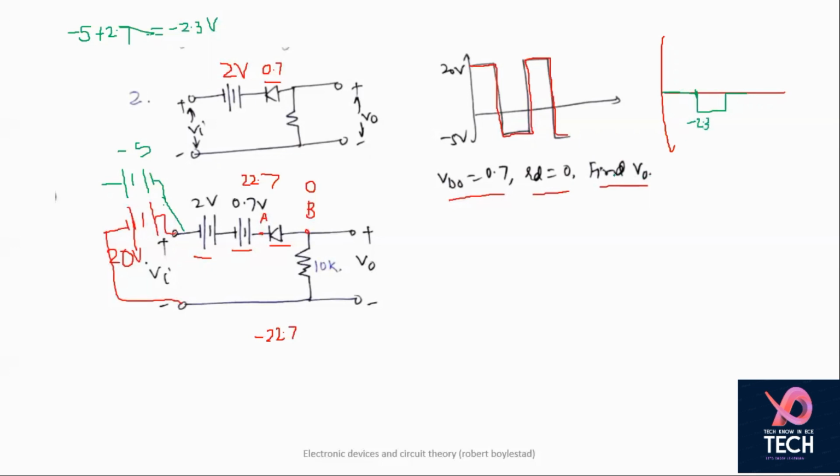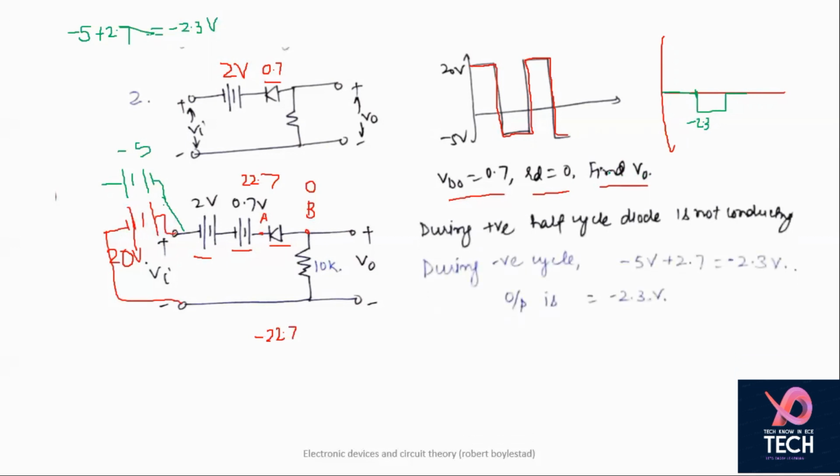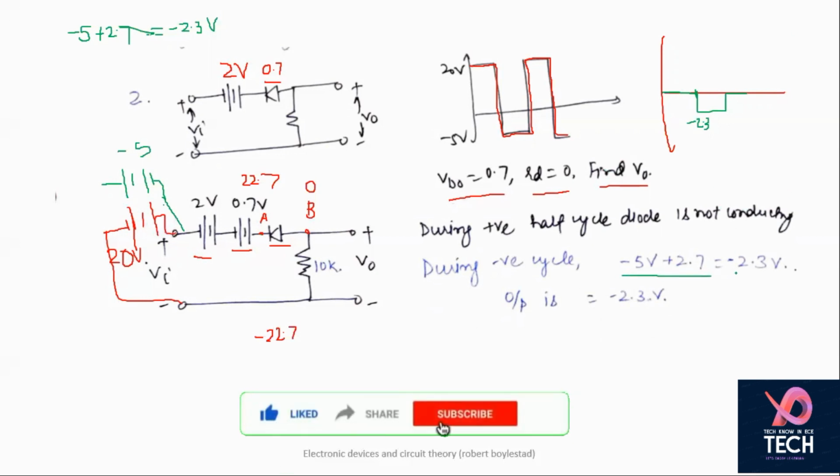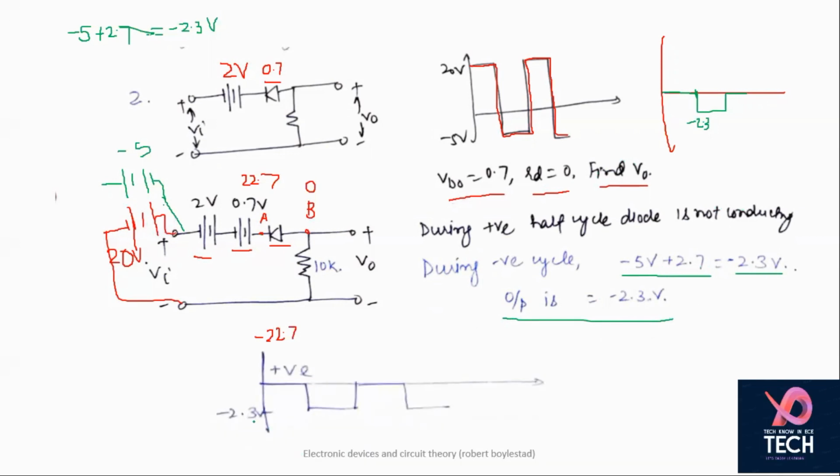So this is the thing. That means during positive half cycle, the diode is not conducting, and during negative cycle, you are getting voltage of minus 5 volt plus 2.7 minus 2.3 volts, and your output is minus 2.3 volts, and your output waveform is like this. For positive half cycle, you are not getting anything. For negative half cycle, you are getting minus 2.3 volt.